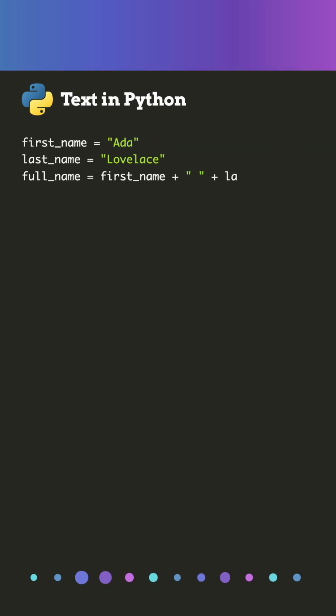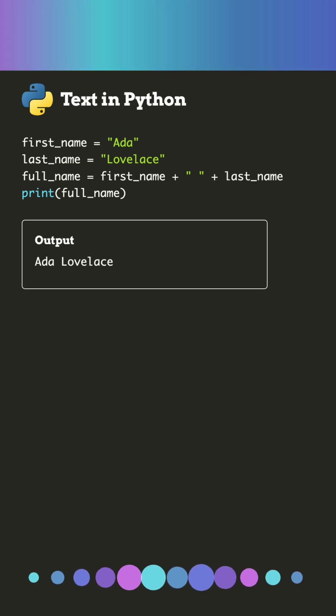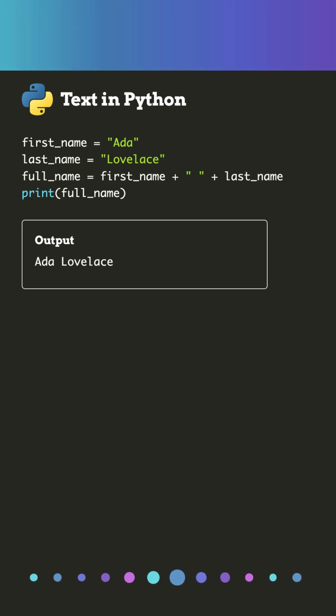Now let's concatenate two strings using the plus operator. Concatenate means to join together. Here we combined first name, a space, and last name to create the full name string.